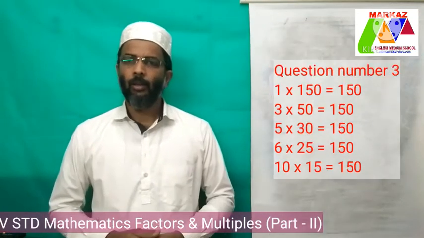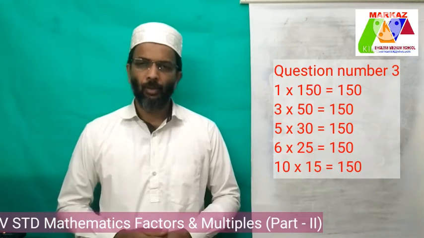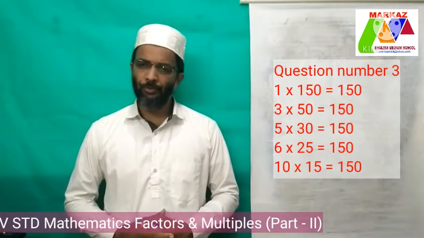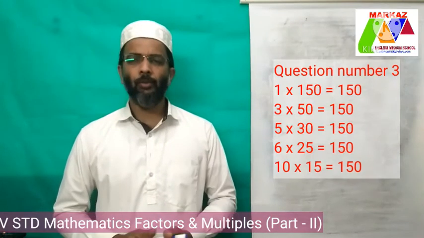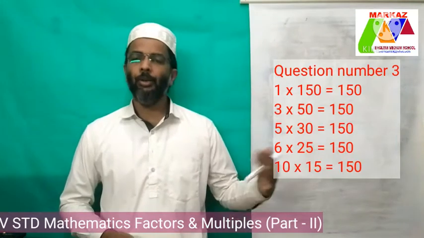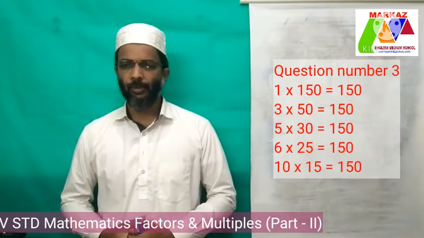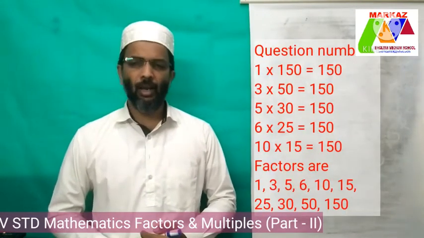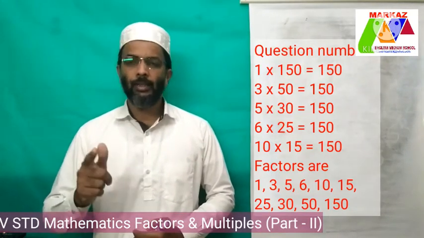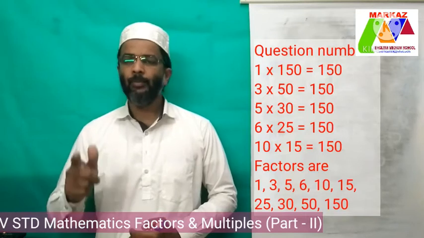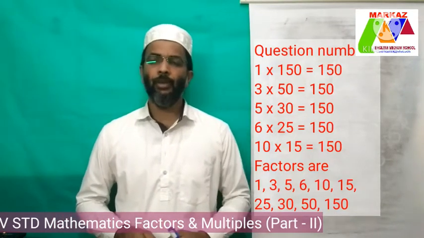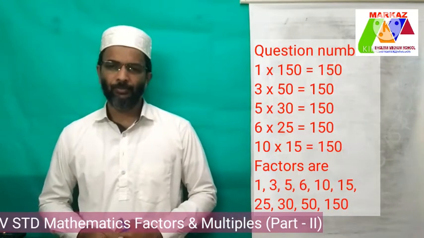Third one, 150. 1 into 150 is 150, 3 into 50 is 150, 5 into 30 is 150, 6 into 25 is 150, 10 into 15 is 150. Factors of 150 are 1, 3, 5, 6, 10, 15, 25, 30, 50 and 150.